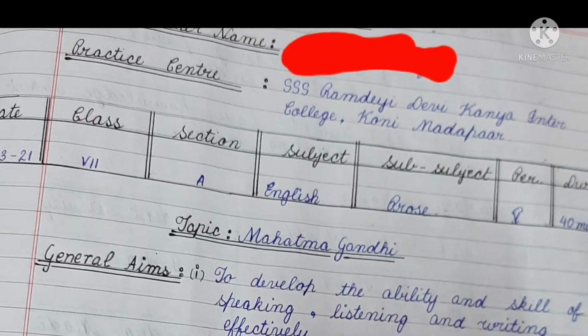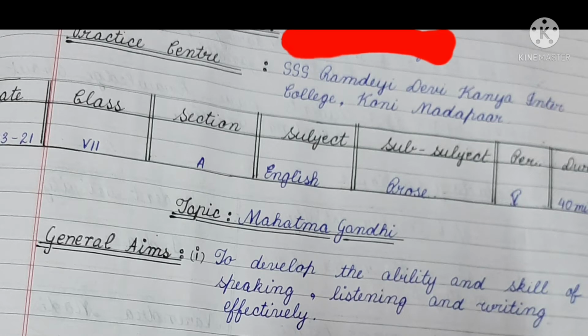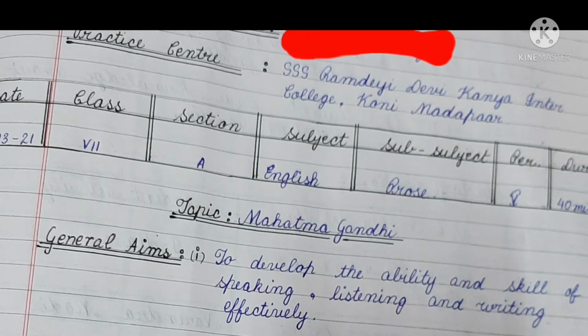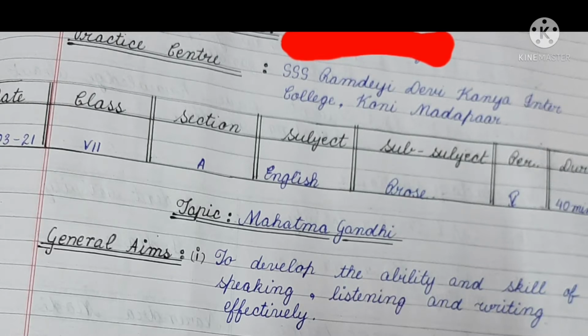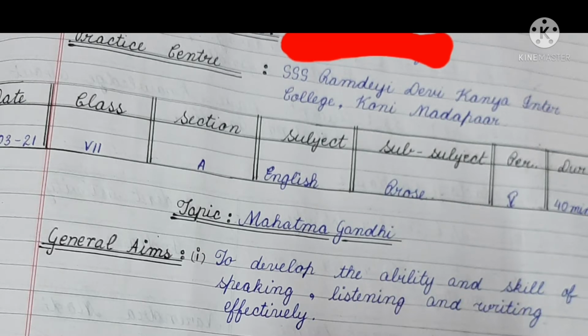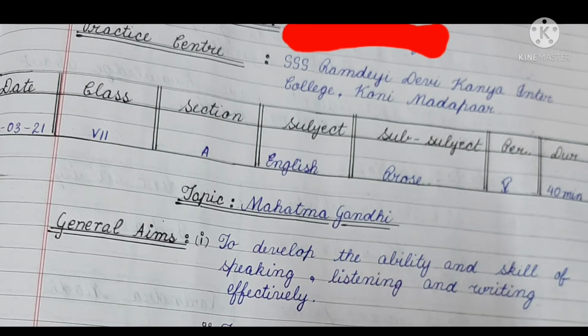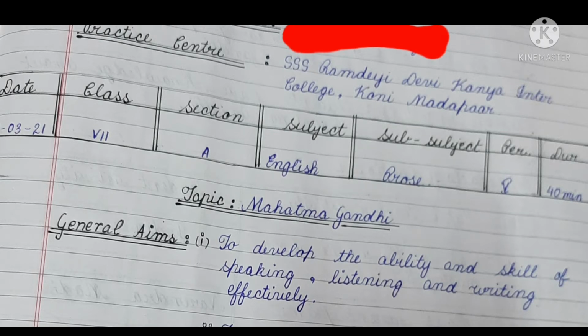The next element is a very important one, where you have to write date, class, section, subject, sub-subject, period and duration. Only 7 are there: date, class, section, subject, sub-subject, period and duration. Under date, you have to write the date. In class, you will be writing the class you have been given to teach. Section, then comes your subject, in which you will write English.